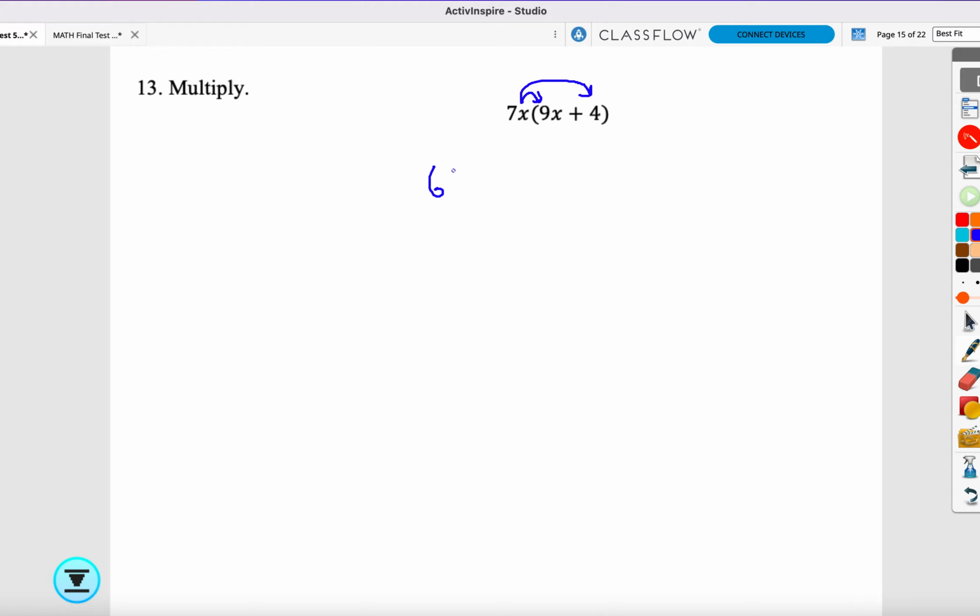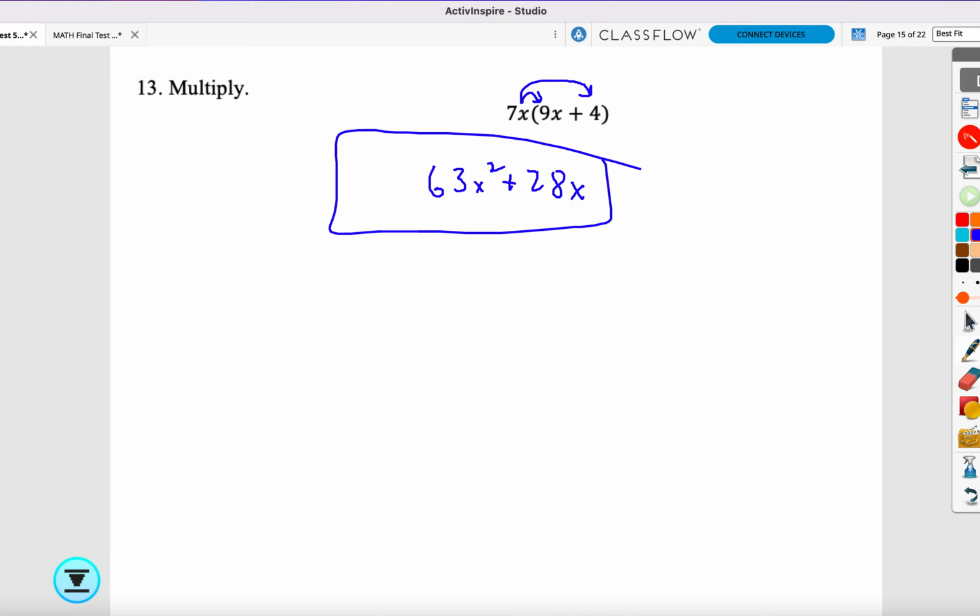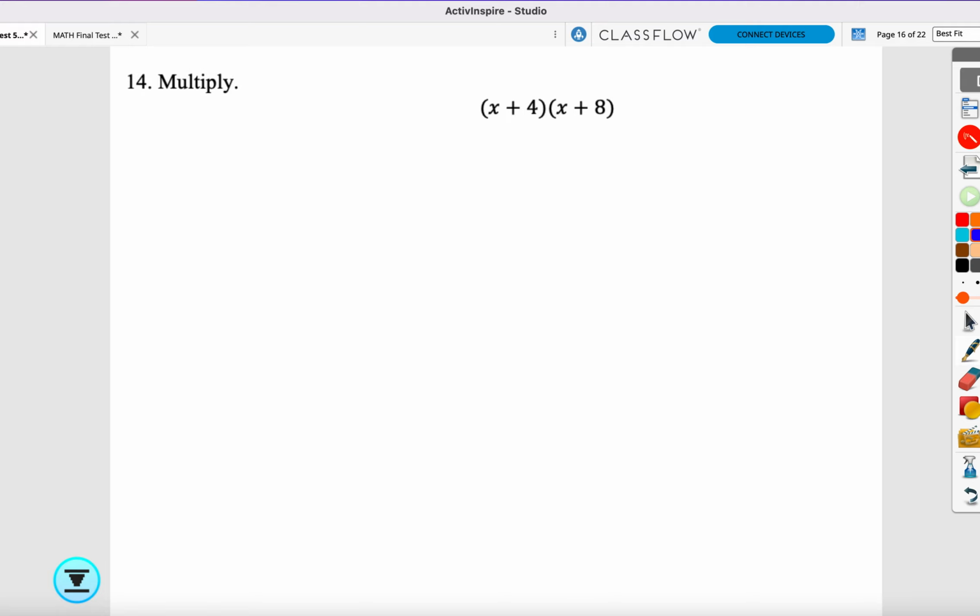Multiply. This is a distribution, so we're going to distribute 7x to these two. 7x times 9x is 63x squared, right? Because it's x and x. 7x times 4 is a positive 28x, and we're done. Because we cannot combine these at all, because they have different terms, x and x squared.